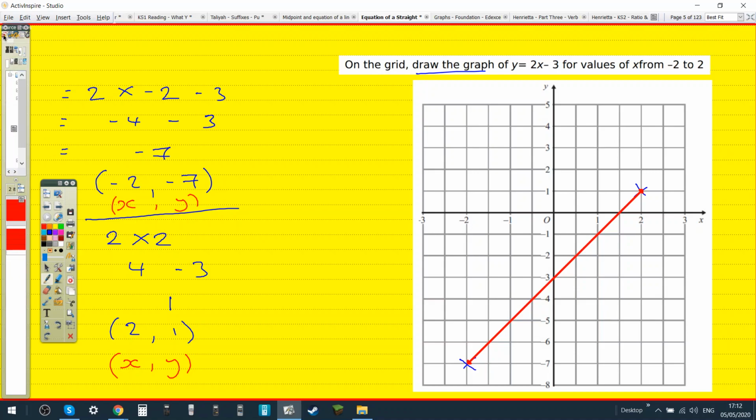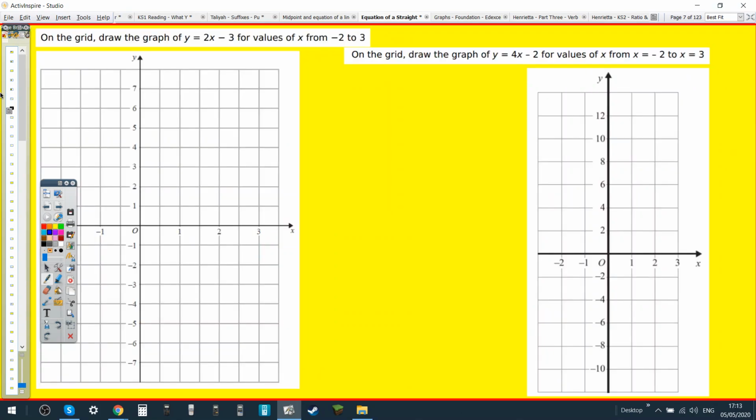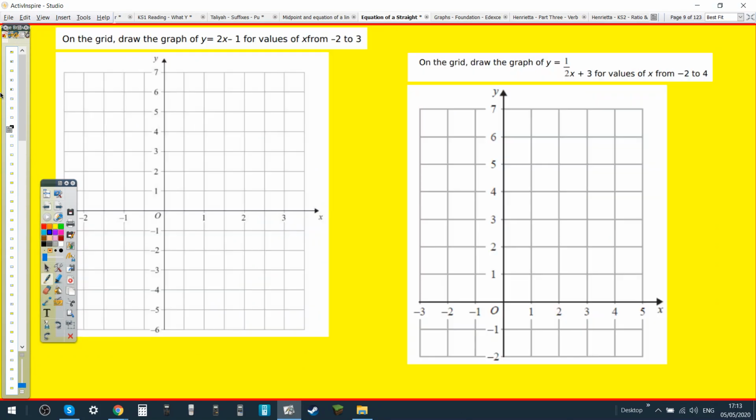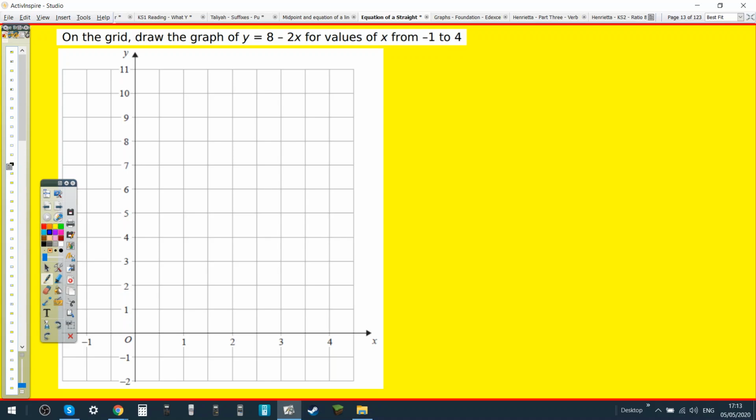No. Okay, and there's lots and lots of questions like that, and they're all very similar. Lots of those. That one was a half, we did that. So a half x. There's negative ones. Oh, let's try this one.